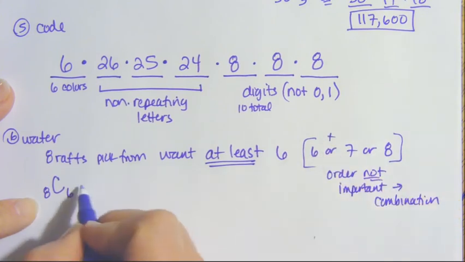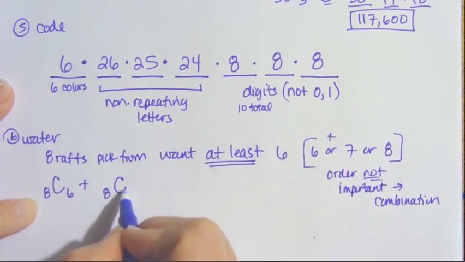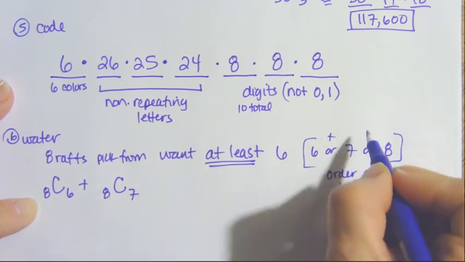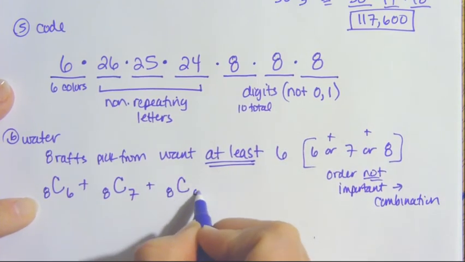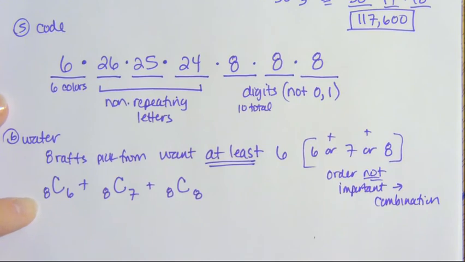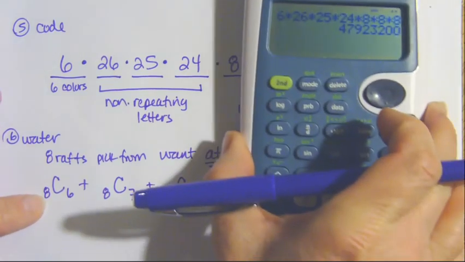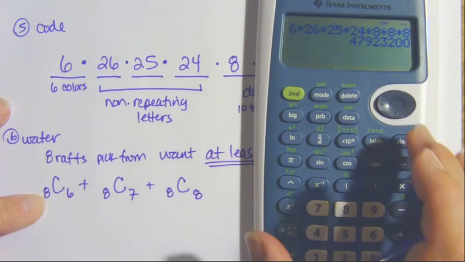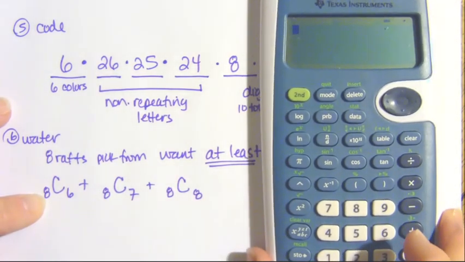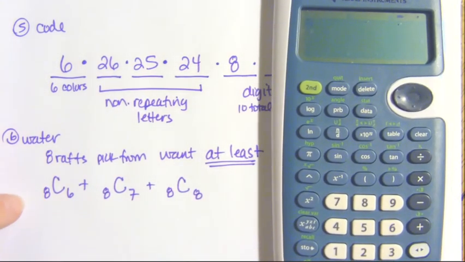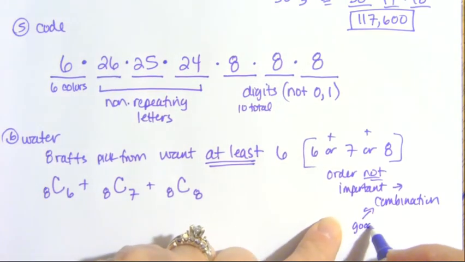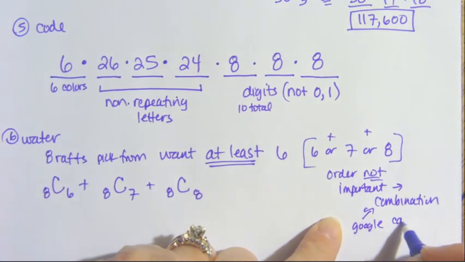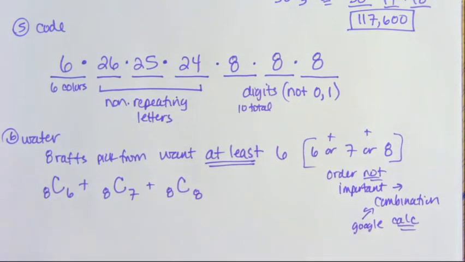Or means to add. I've got 8 to pick from, I'll be happy if I get 7. Or means to add. I'll be happy if I use all 8. So really, you guys are going to have to use your calculator on this. If you don't have a calculator like this where you know where the C button is, then just look on the internet for a combination calculator. So just Google a combination calculator. You can at least type it in.